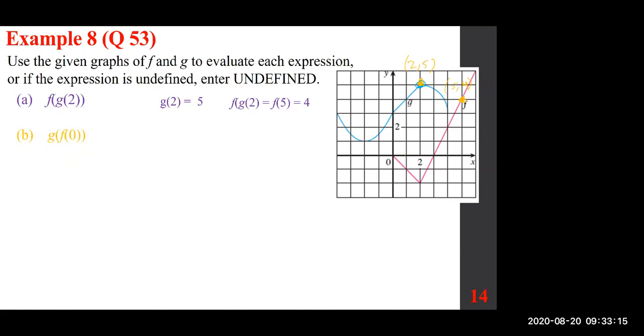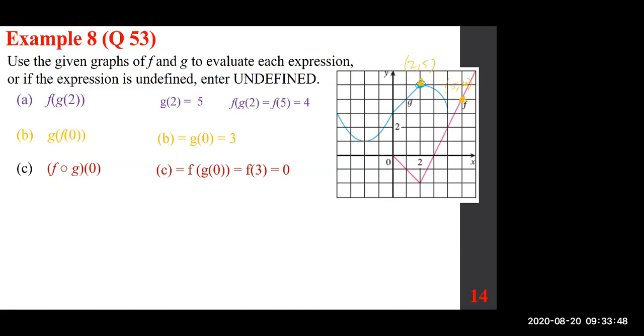G of f of 0, okay. F of 0 is 0, so you want g of 0, which becomes 3. F of g of 0, okay. F of g of 0. You have to find g of 0, g is the blue one, which is 3. And then f of 3, which is 0. So I hope you see it's very straightforward. You guys can find the rest of them.